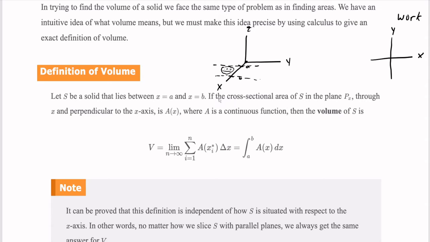Okay, so then this says if the cross-sectional area of S in the plane P sub x through x and perpendicular to this axis is A of x, that's a sentence if I've ever seen one, and it's not even done, where A is a continuous function, then it gives the volume.